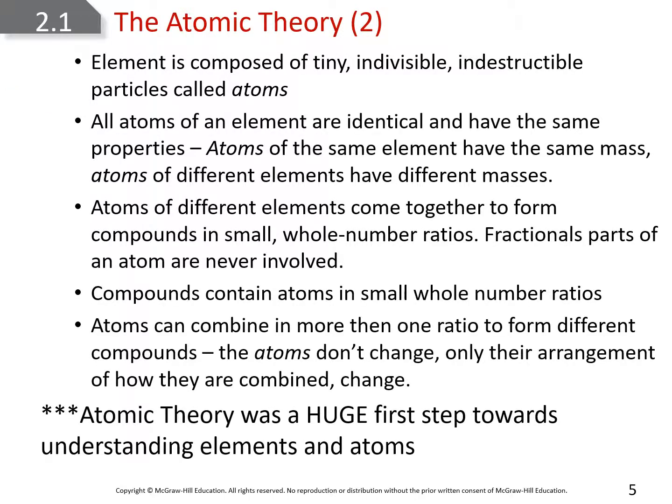So first and foremost, the atomic theory consists of several things. First of all, an element is composed of tiny, indivisible, indestructible particles called atoms. All atoms of an element are identical and have the same properties, meaning every oxygen is exactly the same. Every carbon is exactly the same. Every nitrogen is exactly the same.